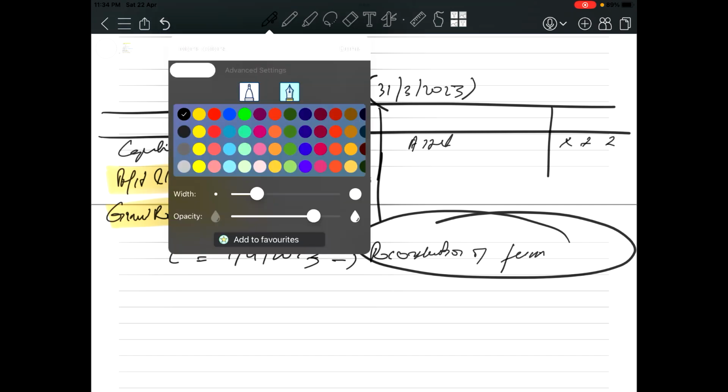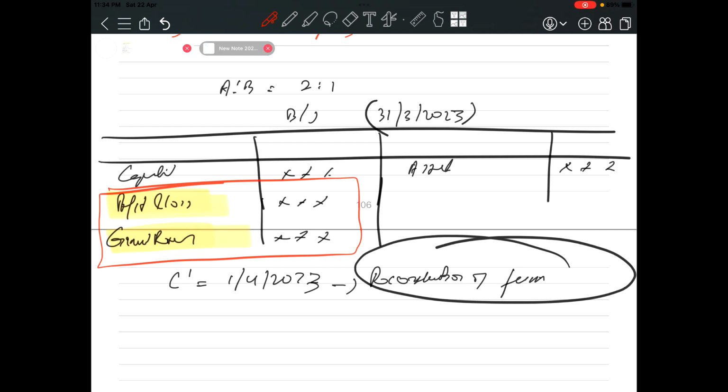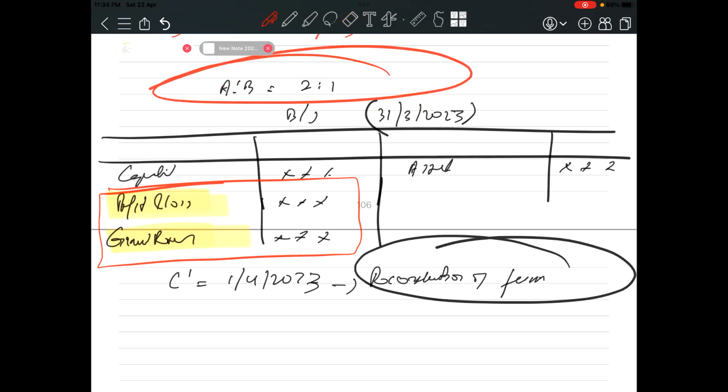Now what about the profits? What will be the treatment of this profit? A simple question, answer this to yourself: whose right should be there in this profit? Who has earned this profit? Whose hard work is reflected in this profit? It is the hard work of A and B only, no other partner.